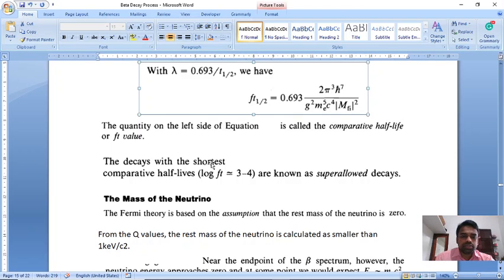The decays with shortest comparative half-life, log ft approximately equal to 3 to 4, are known as super allowed decays.